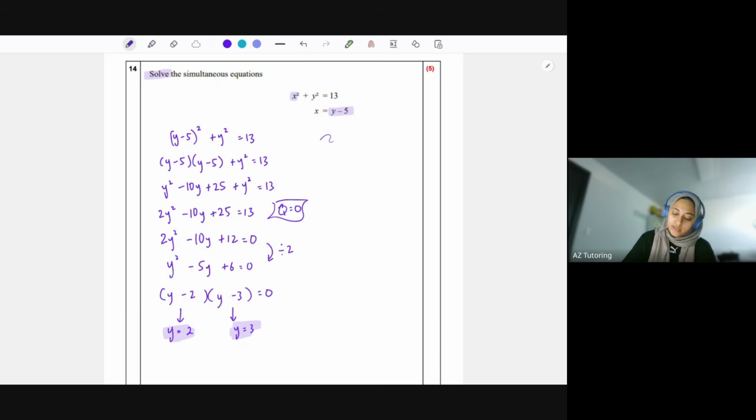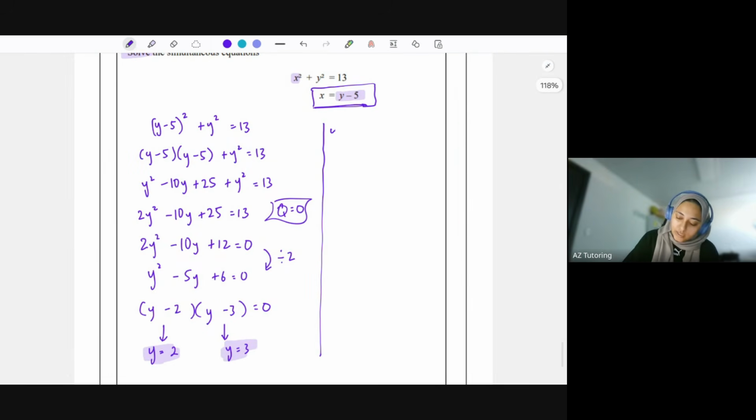So how do we find x? We need to substitute the y values that we found into one of these equations, but I'm going to choose the bottom equation because it's easier. If you chose the top equation, you'll still get the same answer, it's just harder. So when y equals 2, x equals y minus 5, which is 2 minus 5. So x equals minus 3.